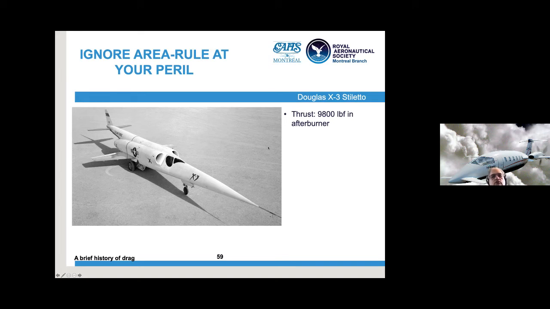Here's what happens when you don't area-rule. The Douglas X-3 Stiletto: two engines with a pole at the back that attaches the tail, and we'll put the pilot right between the intakes.